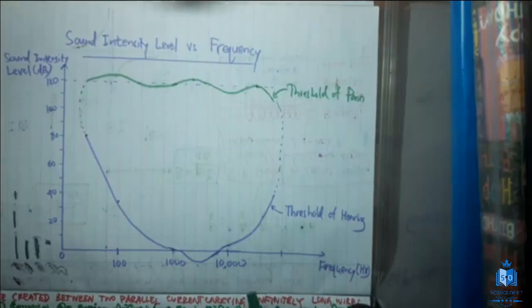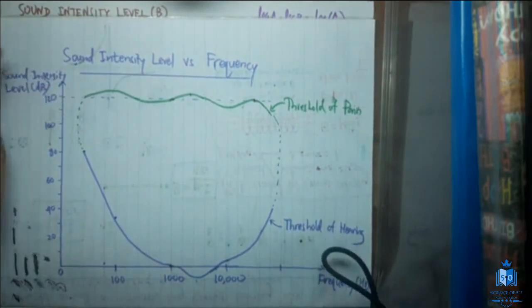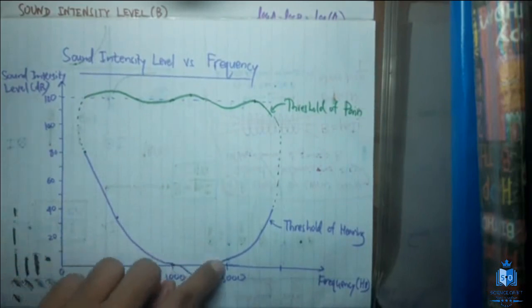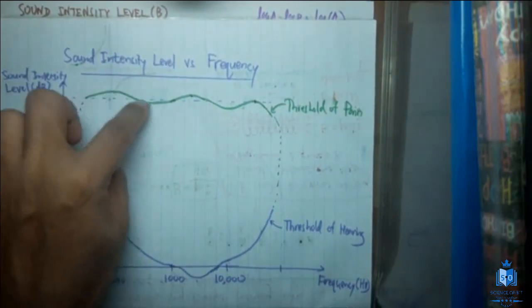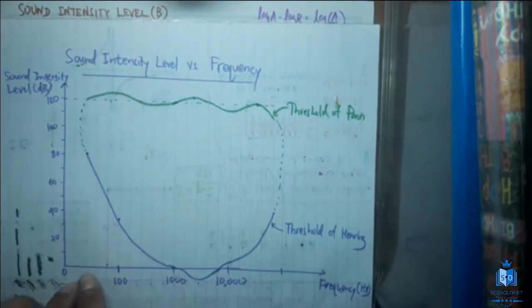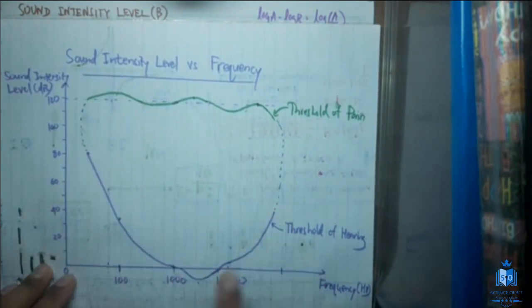This is how the graph actually looks. Okay, so this graph is for sound intensity level versus frequency, and there are two lines. Probably they will give you this graph at the exam, so you don't have to panic. And there are two lines. This line is how the threshold of hearing varies with frequency.